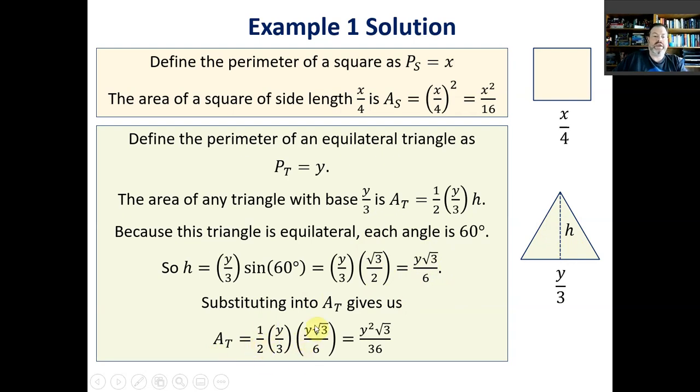Plug this into my area of the triangle. So it's 1/2 base times height. You get y squared radical 3 over 36. So we have the area of the square as a function of x, the area of the triangle as a function of y.